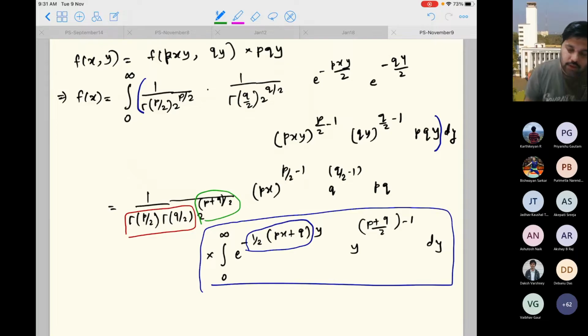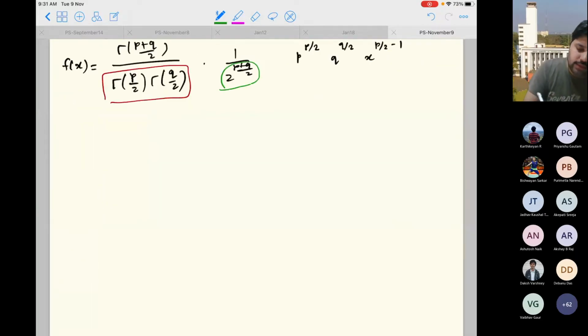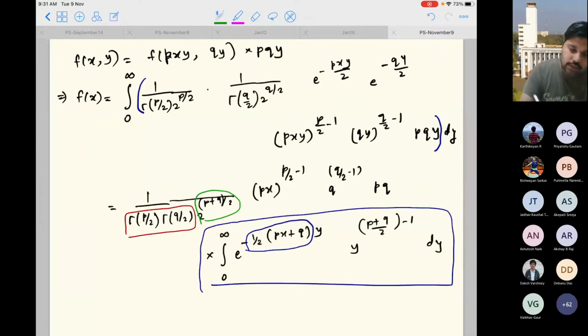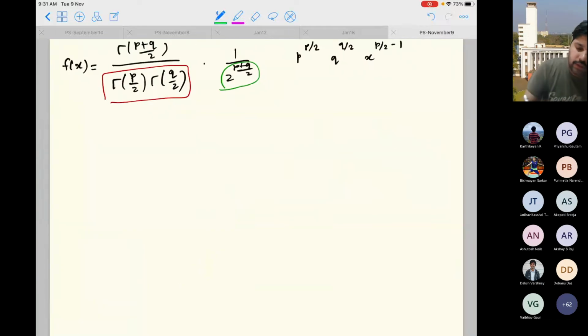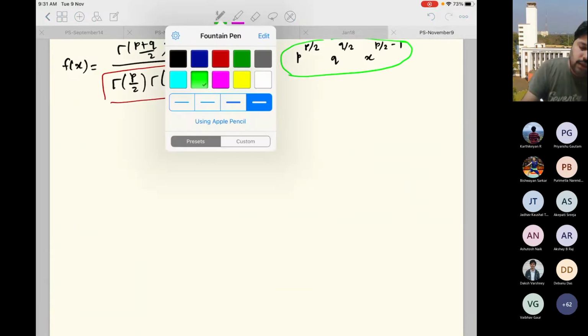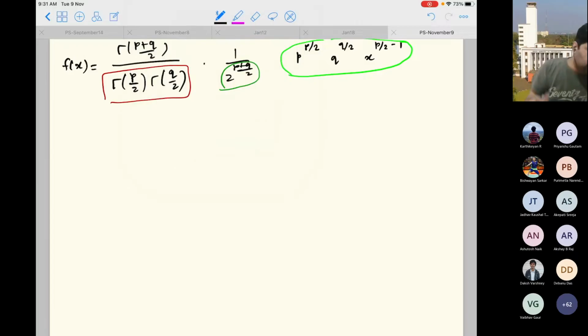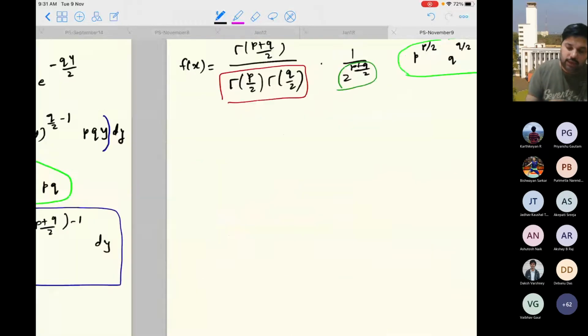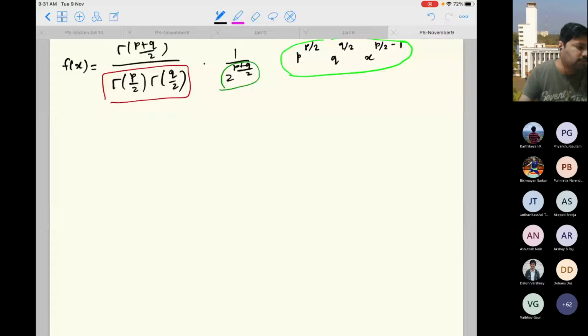So this part is coming here as this part. Then this particular simplification is coming here. So this is the simplification that you see. And then whatever remains is actually the integral, right? So this gamma p plus q by 2 is actually the integral. So this multiplied by this multiplied by this.